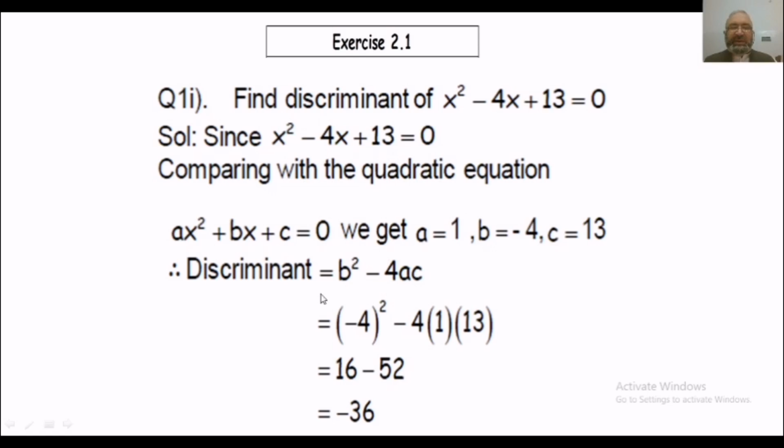Therefore the discriminant is equal to b square minus 4ac. Putting the values of a, b, c in b square minus 4ac, the value of b is minus 4 square, minus 4 into the value of a, 1, and the value of c, 13. Minus 4 square is 16, minus 4 times 13 is 52. So 16 minus 52, that is minus 36. So that is the discriminant of the given quadratic equation.